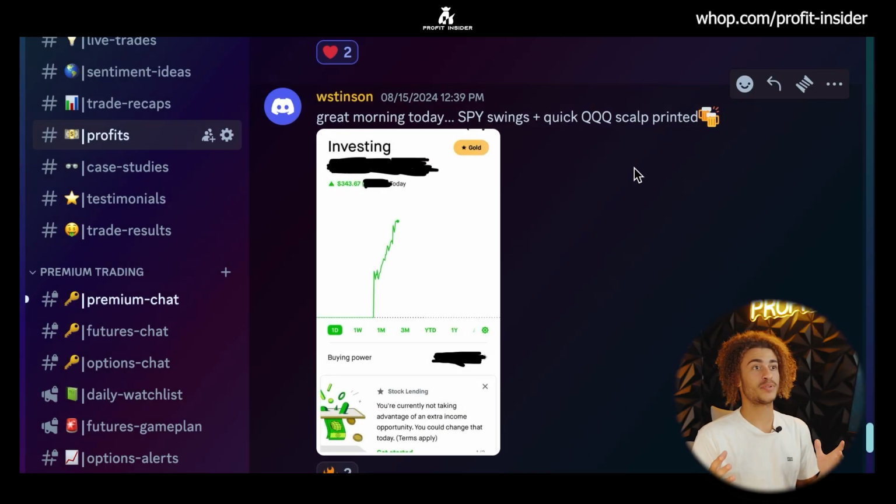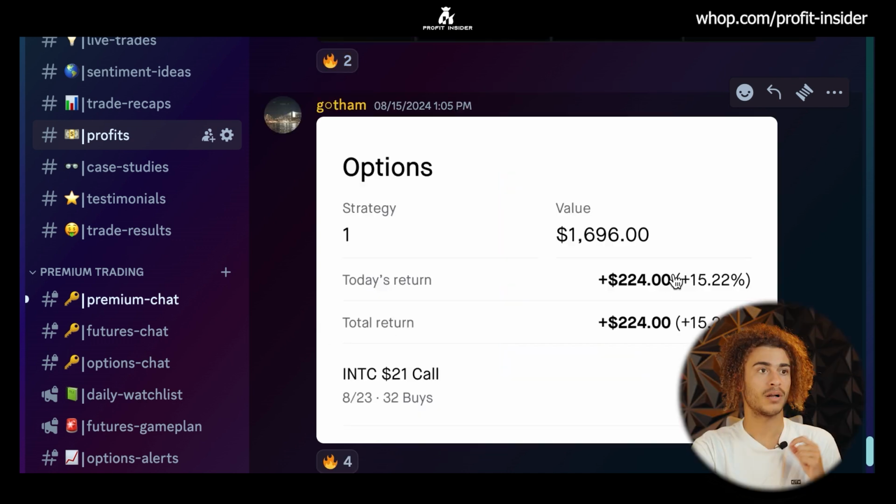The nice thing about these options trades is that you can literally make money overnight. You can buy them one day and you can wake up the next day and you will look at your phone and you will be in profit. Gotham had some nice profits on one of our option signals right here. You can see that he's up $224.